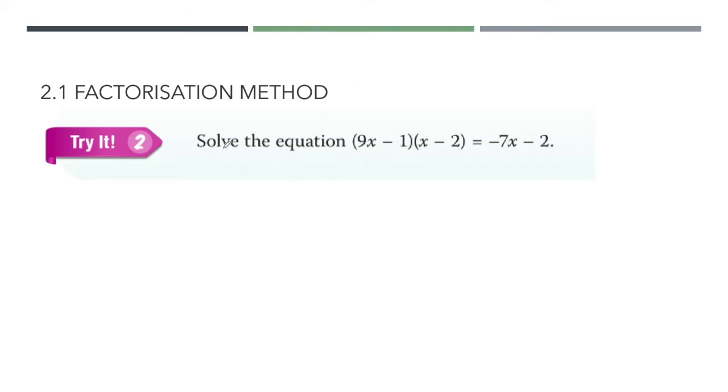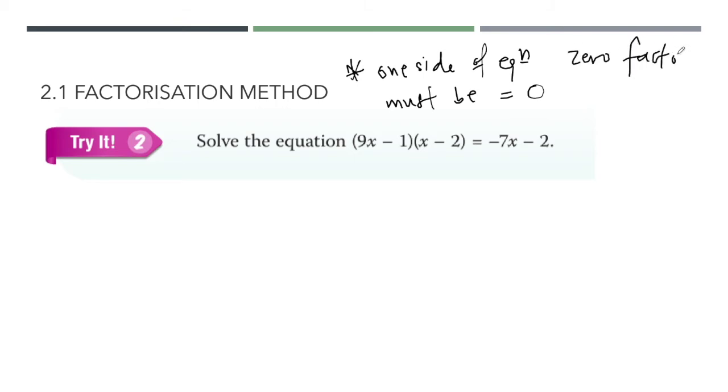So first of all, in Try It 2, you're asked to solve this equation, and we need to first make sure that one side must be equal to 0. So to solve by factorization method, first of all, please take note that one side of the equation must be equal to 0.